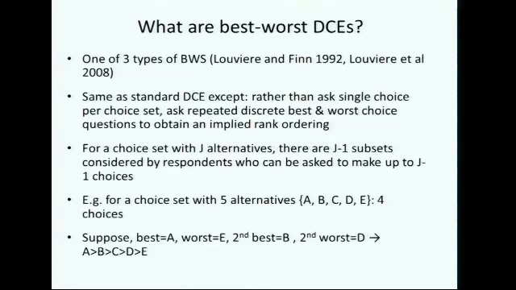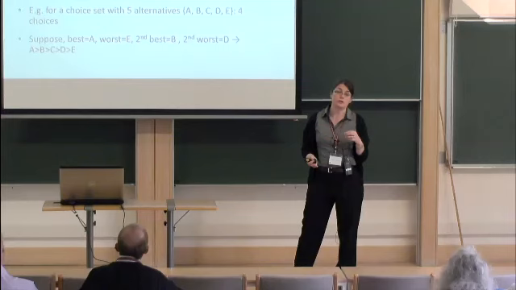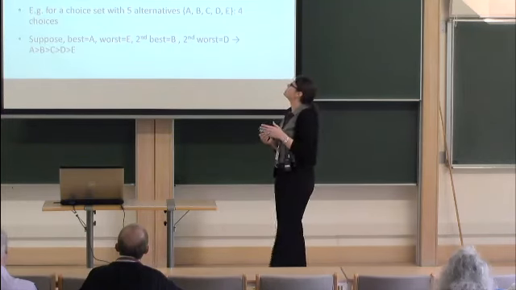So suppose we had 3 alternatives. In addition to just asking respondents to choose the best alternative in every choice set, we can also ask them to choose the worst. And then we have more preference information because we have a full rank order over those alternatives. We know the best, we know the worst, and by implication we know the one that sits in the middle. So this is best-worst.